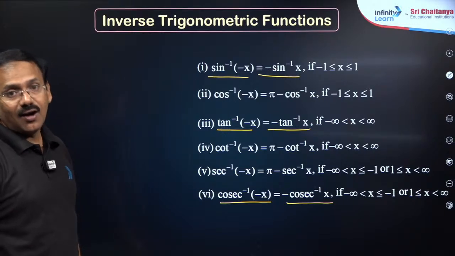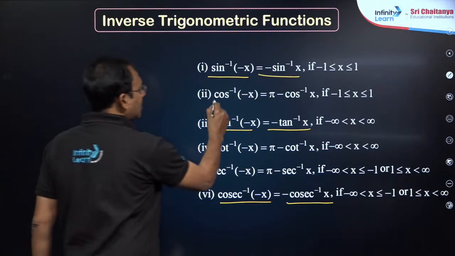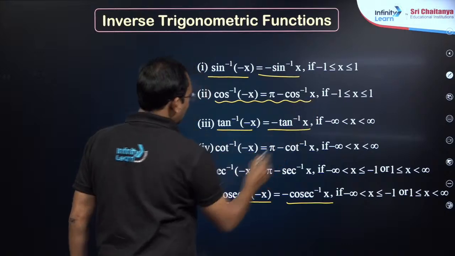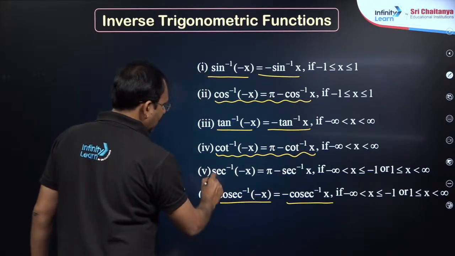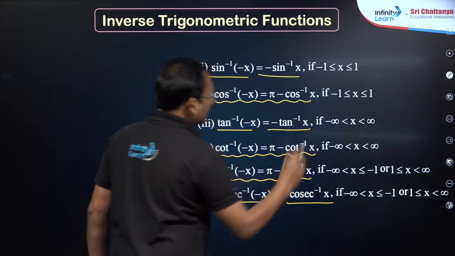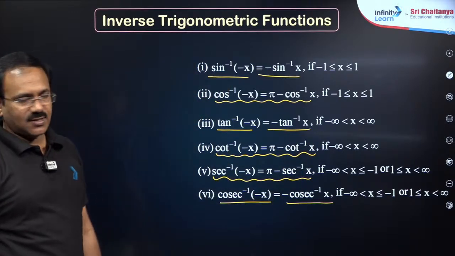Whereas the other three: cos inverse of minus x is pi minus cos inverse x. Cot inverse of minus x is pi minus cot inverse x. Secant inverse of minus x is pi minus secant inverse x, dear students. Do you remember?